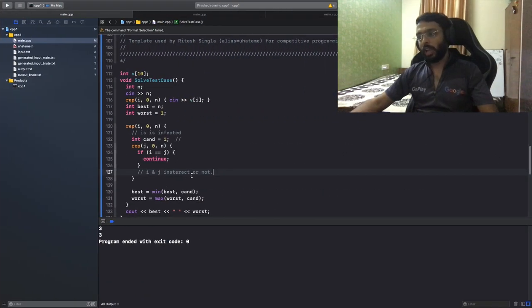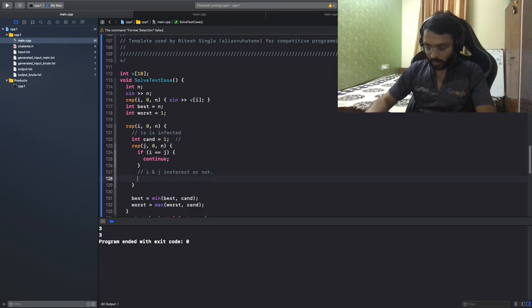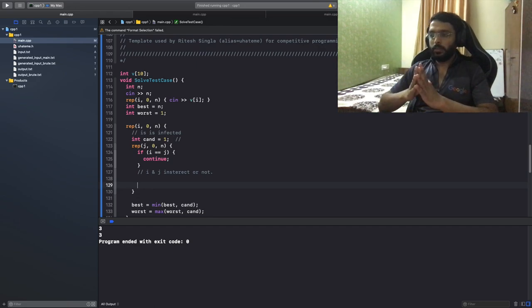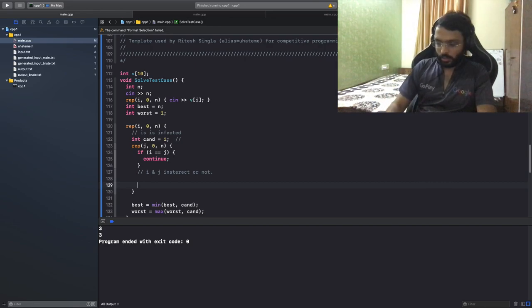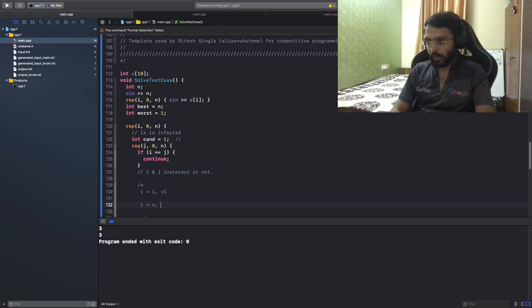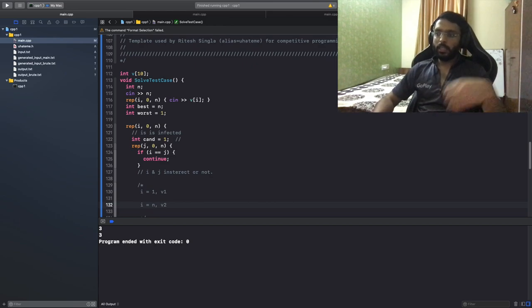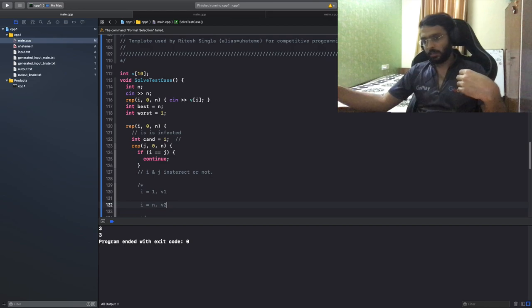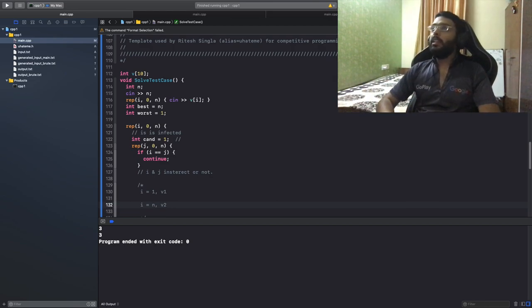So the maximum time it can take for someone to intersect, I am trying to figure that out. Let us say the first person at the first position, i equal to 1, has some velocity, let's say v1, and the last person, i equal to n, has velocity v2. The maximum time in the worst case would be when the first and the last person intersect, and that too happens when the difference in speed is very less.